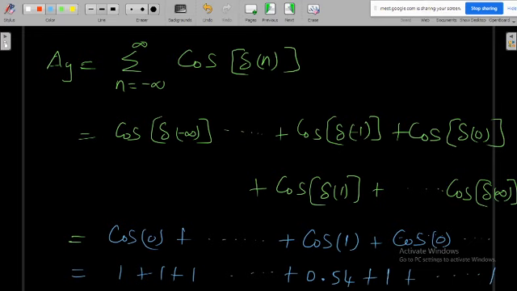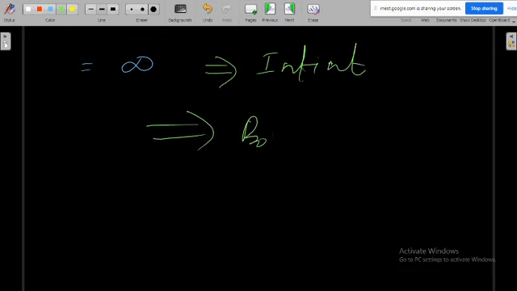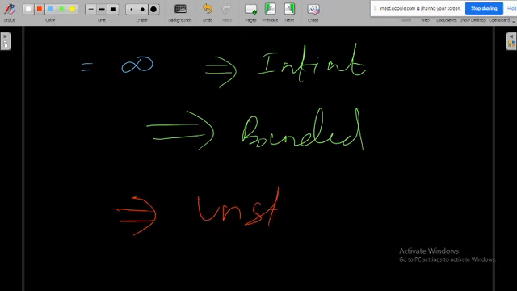Now you are adding infinite ones. When you add infinite ones, what is the value? You are having an infinite number of ones. If you add an infinite number of ones, is it finite or infinite? Anybody? Infinite. So the answer is infinite, that is unbounded. So when it is unbounded, it is unstable.